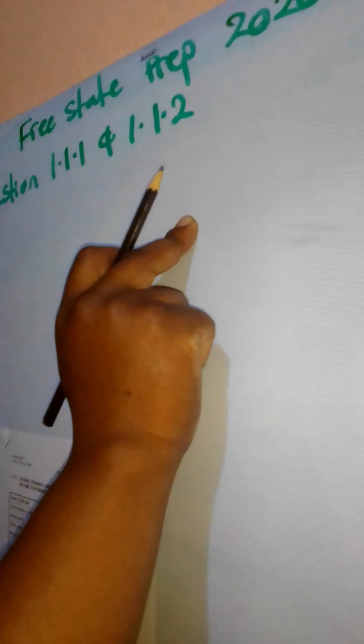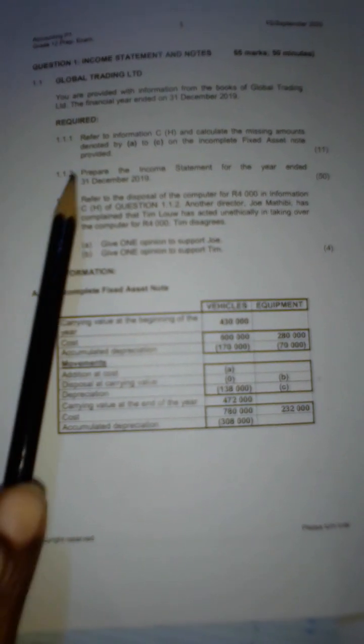Today I have selected this question from the Free State preparatory paper for 2020, paper 1. It's question 1.1.1 and 1.1.2. I haven't done a full income statement with you in my previous videos. I'm going to do a full income statement, and we're also going to look at the note for the fixed asset calculations. Okay, so this is the information that we are given.